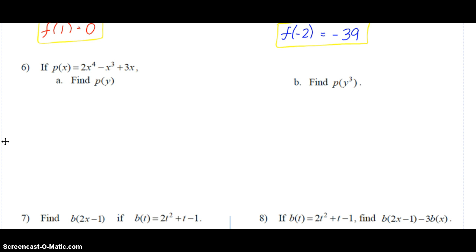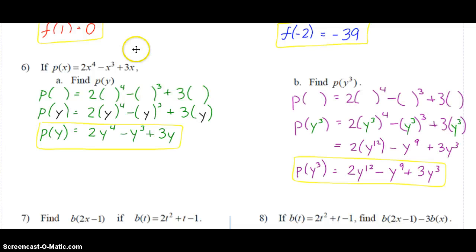All right, number 6, A and B, we're going to set up exactly the same way, except this time instead of plugging in a constant value, we're plugging in a variable. Or in the case of 6B, a power of a variable, y cubed. So you're going to set it up exactly the same way. But this time what you're plugging in is a little bit different. So go ahead and set it up, do 6A and 6B, and when you're finished simplifying as much as you can, turn the video back on to check your answers.